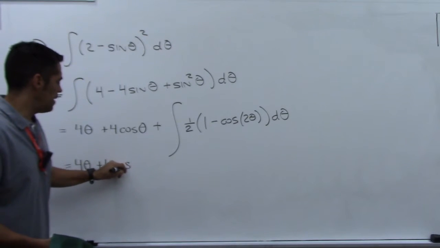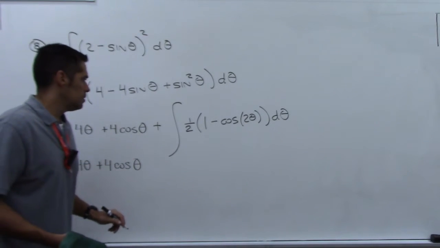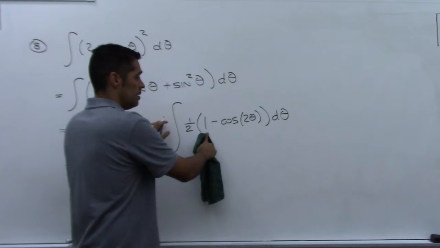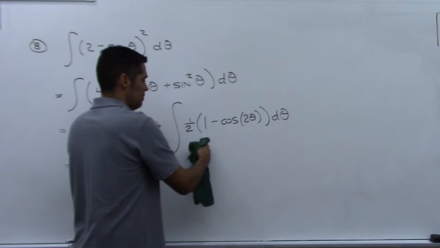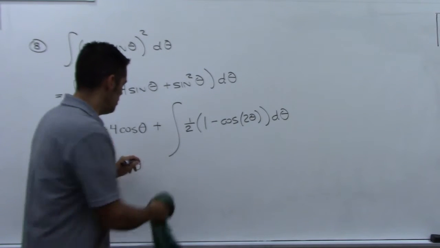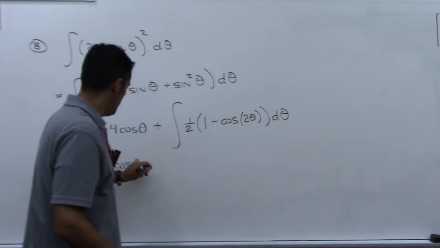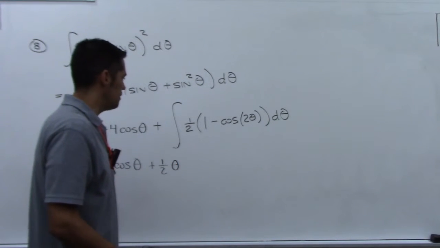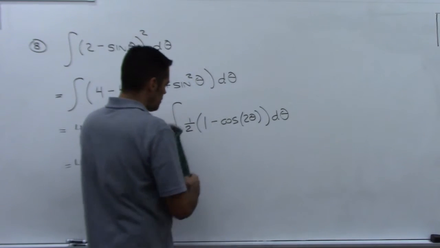I'm going to go a little faster on this one because of time. So I pull the 1/2 out. The antiderivative of 1 with respect to theta is just theta, but then there was a 1/2 in front. So 1/2 theta would be my next term.